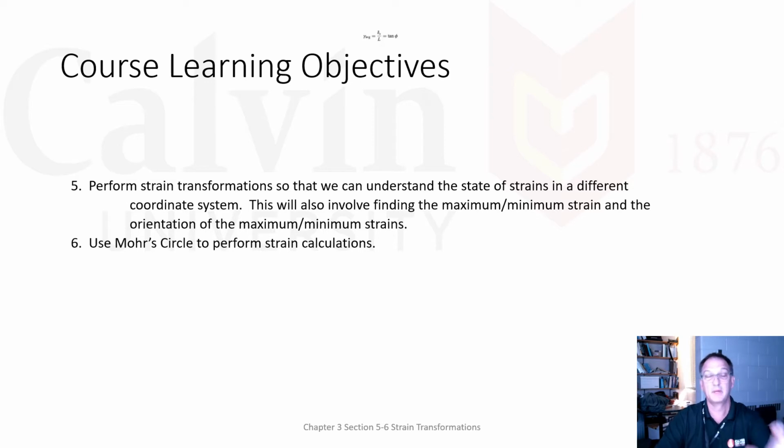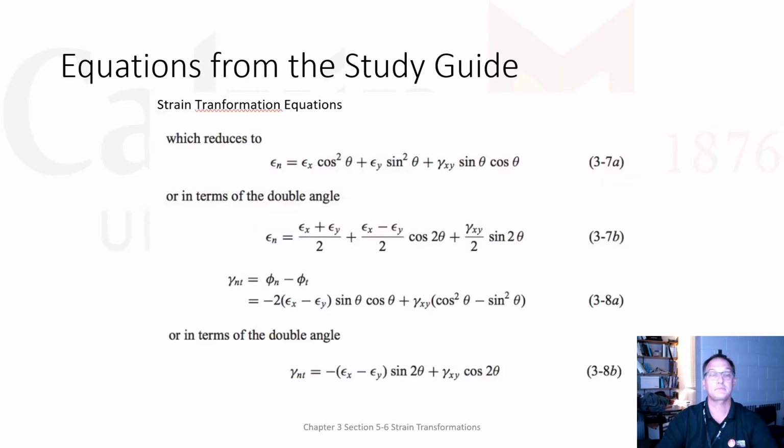If this looks familiar, it's because it's exactly like what we did in the previous chapter with stress, but now we're doing it with strain. The equations from the study guide that relate to this section are the strain transformation equations, and then we have equations 37a, 37b, 38a, and 38b, which look very similar, except that we lose the double angle portion, or we lose a factor of 2 for the shear strain.